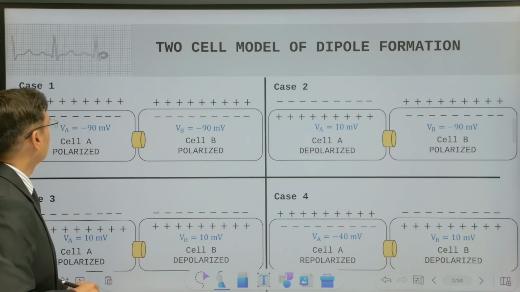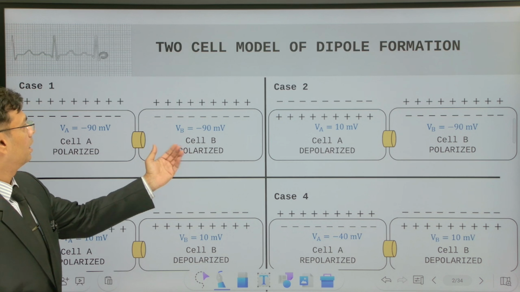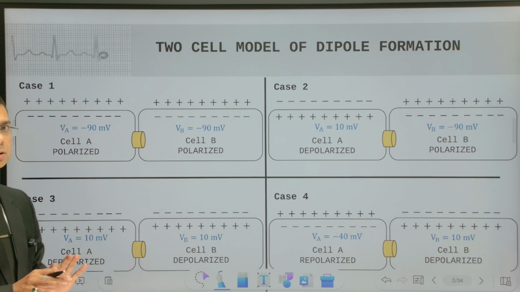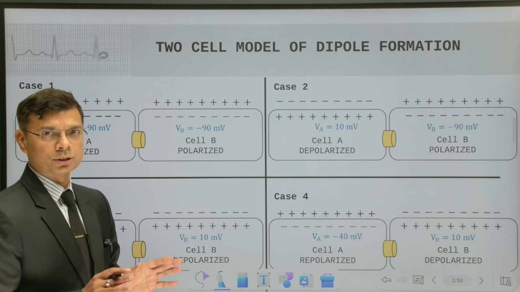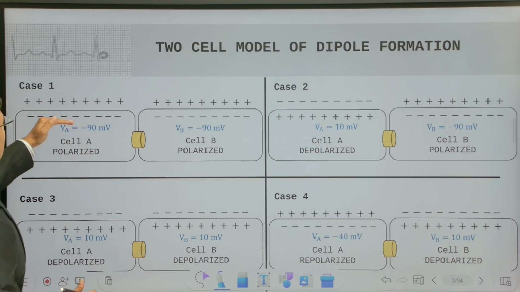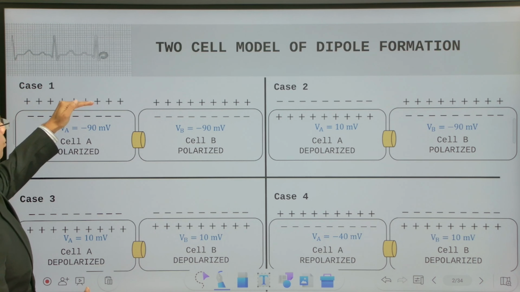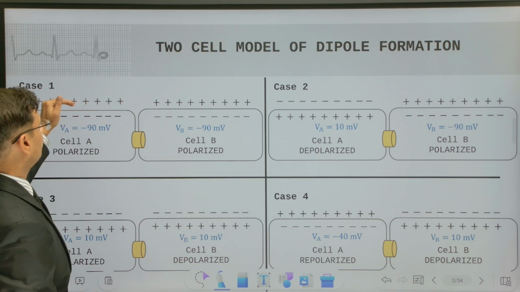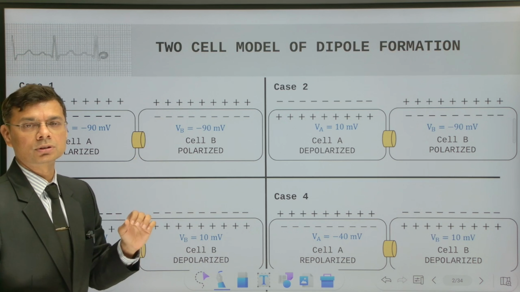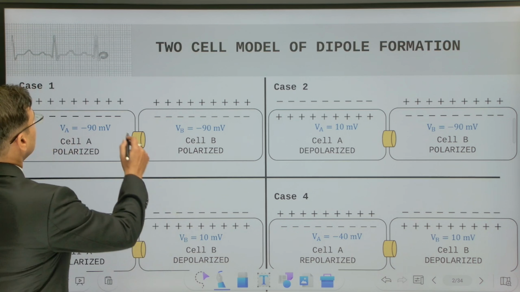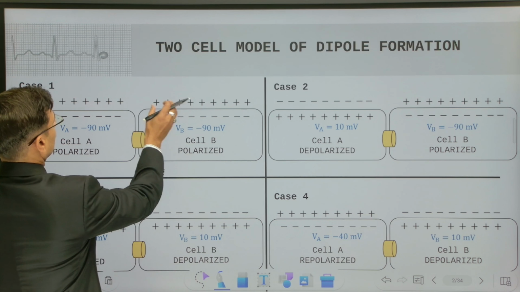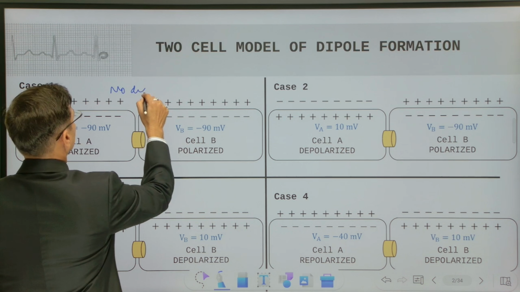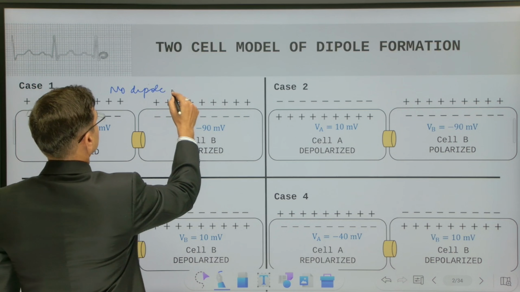Let's say in case 1, we have two cells, cell A and B. Both cells are polarized. Polarized means they are at the normal resting membrane potential. So resting membrane potential is inside negative and outside positive. So we can say both cells have outside positive. So we have to focus on the outside charge. In this case, if the outside charge is positive and both are equal, there is no dipole forming here. No dipole formation outside.